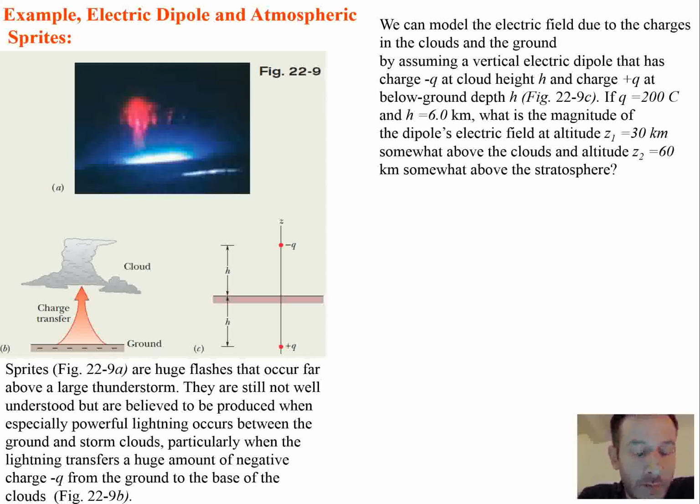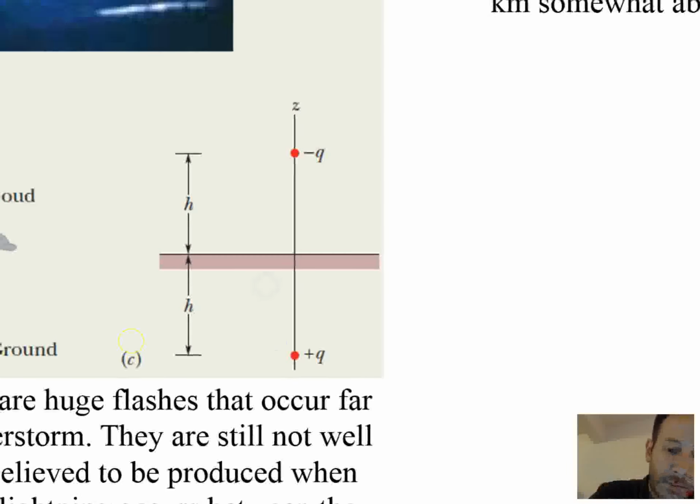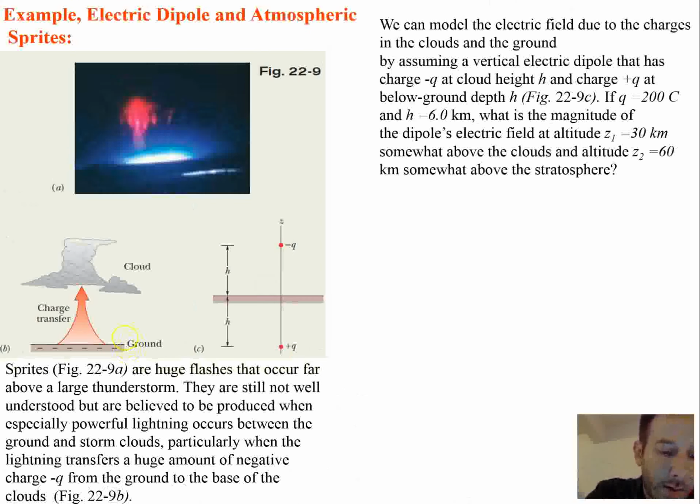Okay, so sprites are huge flashes that occur far above a large thunderstorm. They're still not well understood, but are believed to be produced when especially powerful lightning occurs between the ground and the storm clouds, particularly when the lightning transfers a huge amount of negative charge from the ground to the base of the clouds. All right, so if you have negative charge down here, it's this charge transfer up into the clouds. Now, if you notice in C, they kind of give you a visual representation of a simplified way of thinking about this as a dipole.